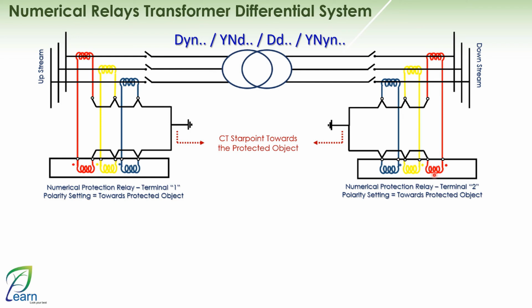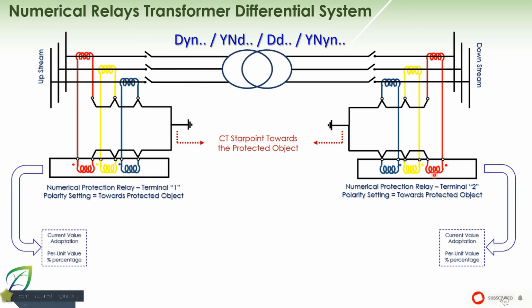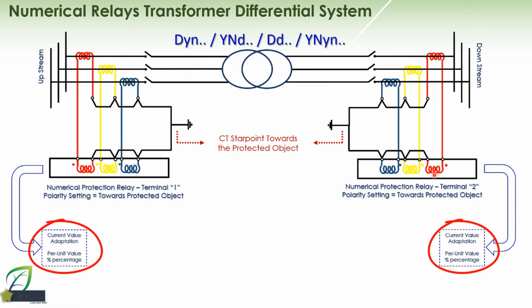The first thing is that when the currents enter the numerical relay, it performs something called current value adaptation. What does current value adaptation mean? This is a method used by the numerical relay by utilizing what is called the per unit value or the percentage value, so that it matches the current magnitude.